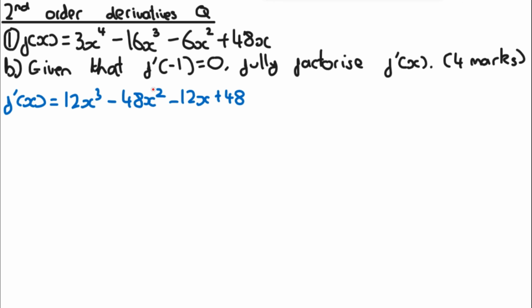So for part B, it tells us that f dash of minus 1 is equal to 0, and then it wants us to fully factorise f dash of x. So this is factor theorem, because if f dash of minus 1 is equal to 0, therefore x plus 1 is a factor of f dash of x. Go back to the chapter 7 videos about factor theorem if you don't recall that. But from that, we can do algebraic division of f dash of x by x plus 1.